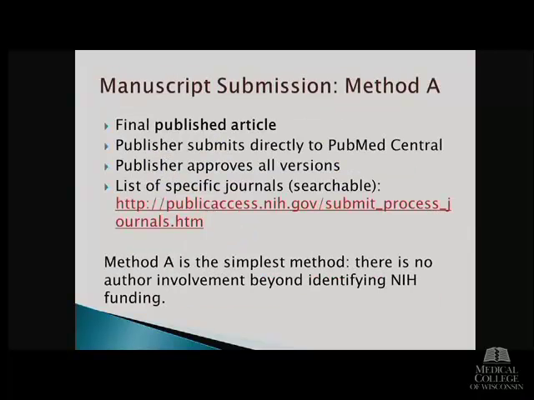So in the first manuscript submission method, which is called Method A, journals automatically post the final published version of all of their peer-reviewed NIH-funded articles to PubMed Central no later than 12 months after publication. And they do this without any author involvement. So this is the easiest one. The journal will do the submission for you.